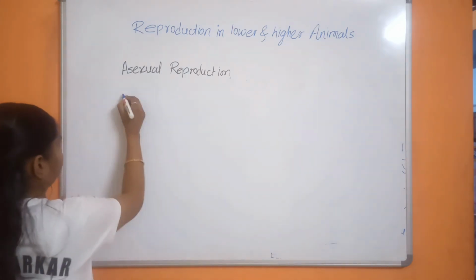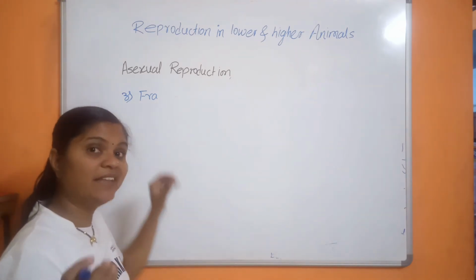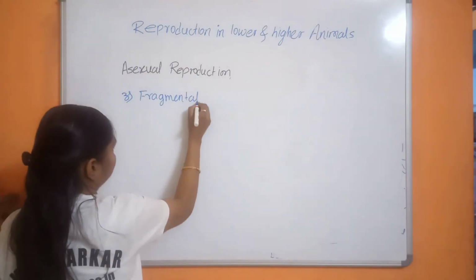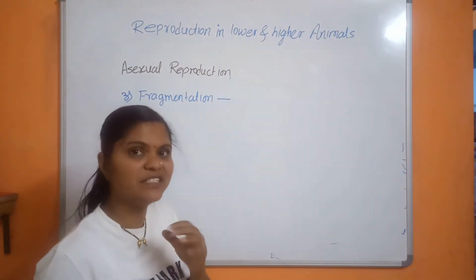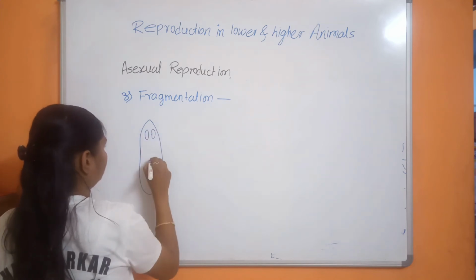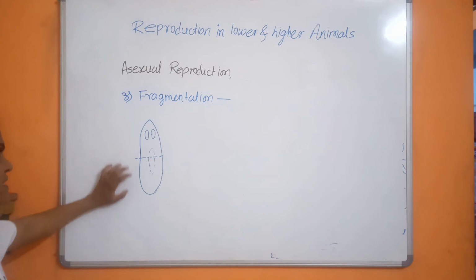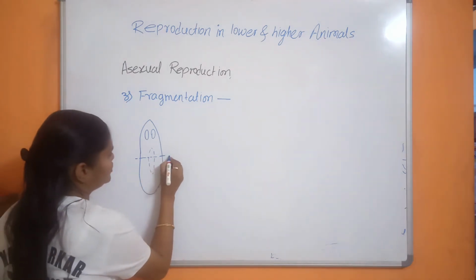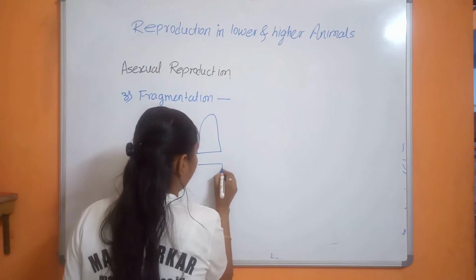Fragmentation. Fragmentation means the body is divided into fragments and those fragments develop as new organisms. The body is divided into a number of fragments and those fragments behave as new organisms. Now in the case of planaria, the anterior end exerts a pull on the posterior end, and because of that pull a constriction is created and they separate from each other. This is the anterior part and this is the posterior part.